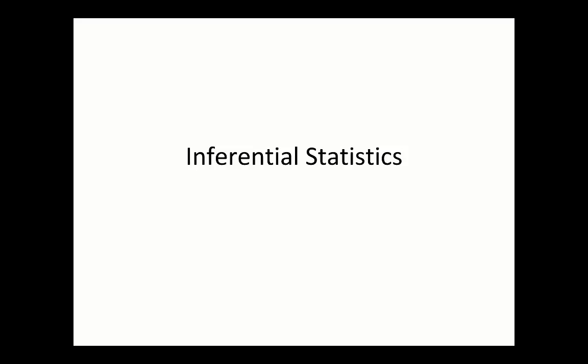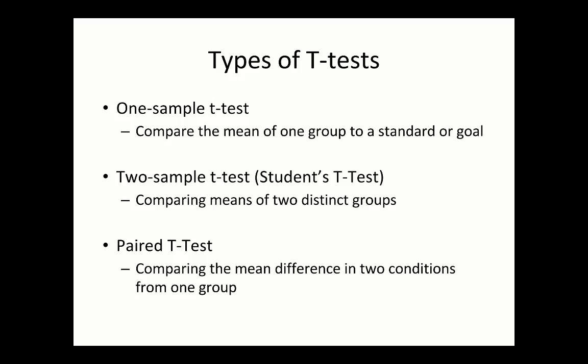For inferential statistics of continuous data, we will be looking at the one-sample t-test, two-sample t-test, paired t-test, and ANOVAs. These are very similar to the z-tests described previously. We will begin by covering t-tests. There are three types of t-tests we're going to discuss.